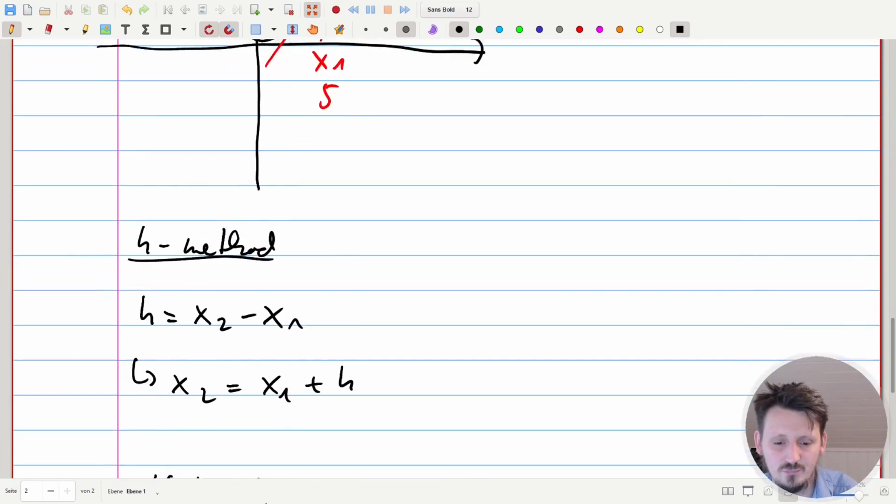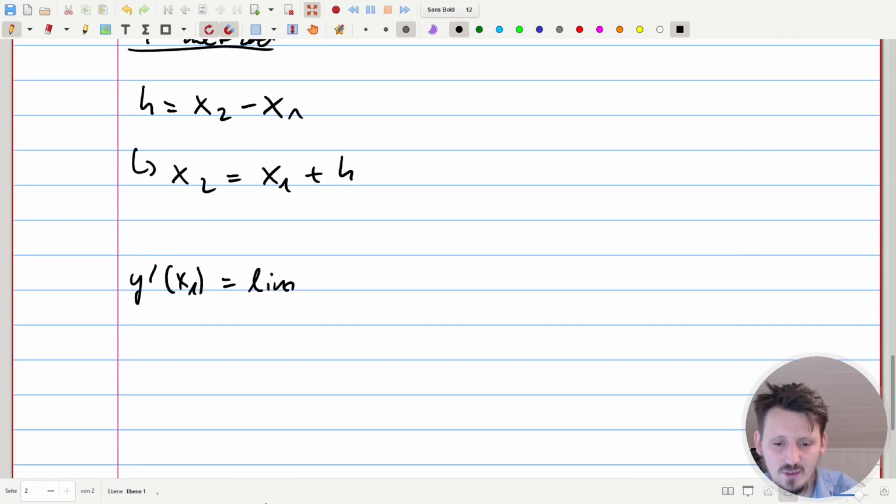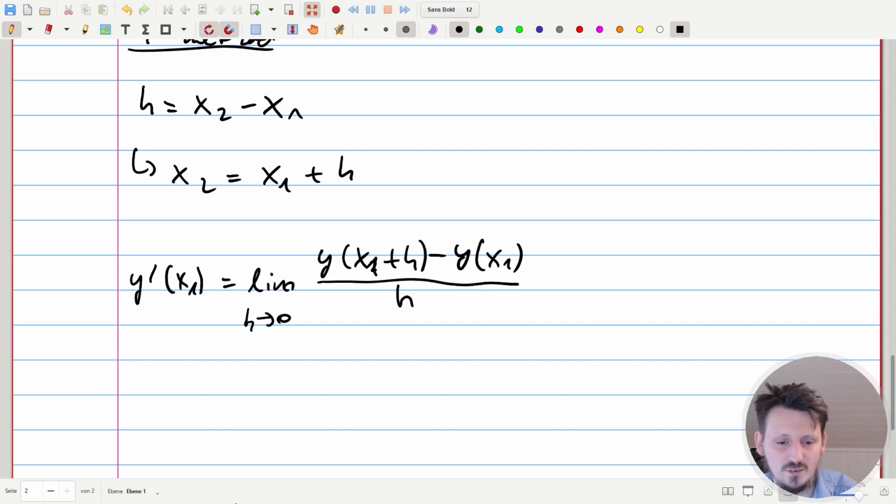and then we can write here y of x1 plus h minus y of x1, of course there is nothing changed, divided by x2 minus x1, which is h. So this would be then the way you can write it. And of course in this case h has to go to 0. Yeah? And this is another way to write down the differential quotient to calculate the slope at the position x1.